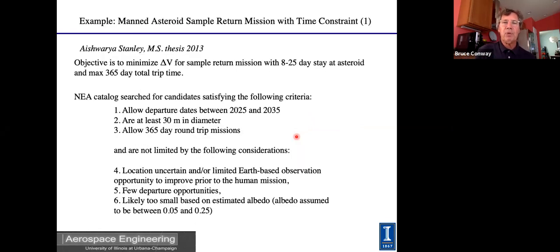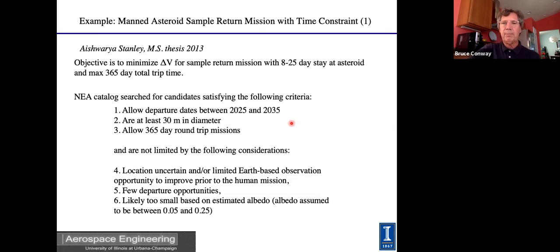So here's an example one of my students did for a master's thesis. It was to minimize delta V for an asteroid sample return mission, with the astronauts staying between 8 and 25 days at the asteroid and returning to Earth within 1 year. And we searched the near-Earth asteroid catalog for asteroids that would satisfy the following criteria. You can just read that.